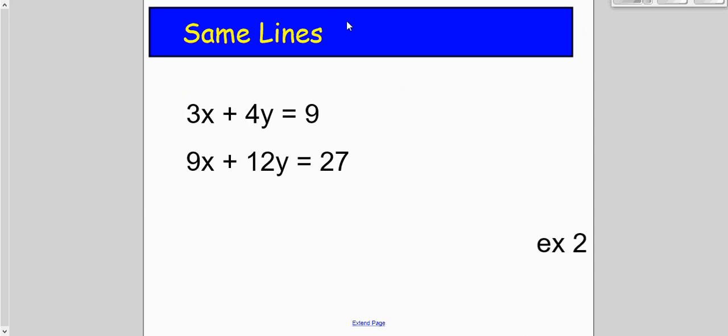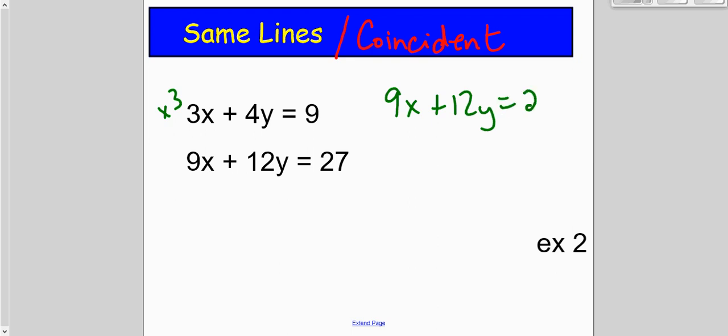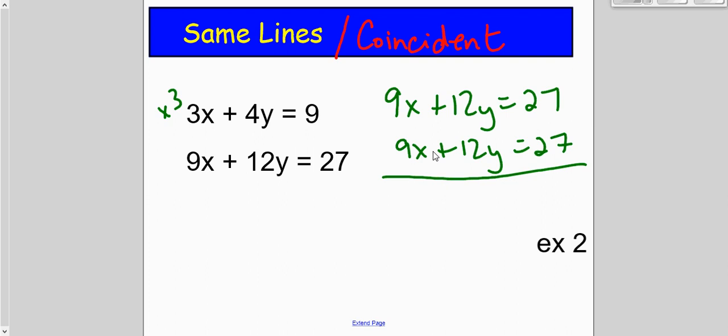Now, these are the same lines. Another word for same is coincident. So if you happen to see the word coincident, that means same lines. And same thing, if I was going to do elimination on this, I would multiply my top by 3. So I would get these 9s that are the same. And I would have 9x plus 12y equals 27, and then 9x plus 12y equals 27. And look at this, we ended up with the exact same line. So when that happens, everything's going to cancel. We get 0, we get 0, we get 0. So 0 equals 0, which is a true statement.